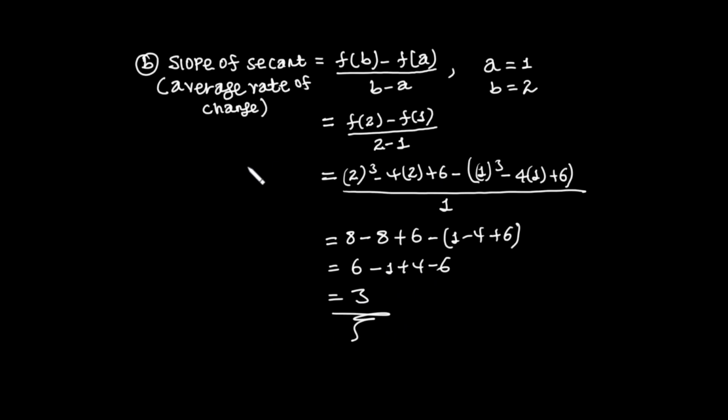So the slope of the secant line for this function on the given interval is 3. This is the average rate of change, or slope of the secant line. Let us proceed to the next example.